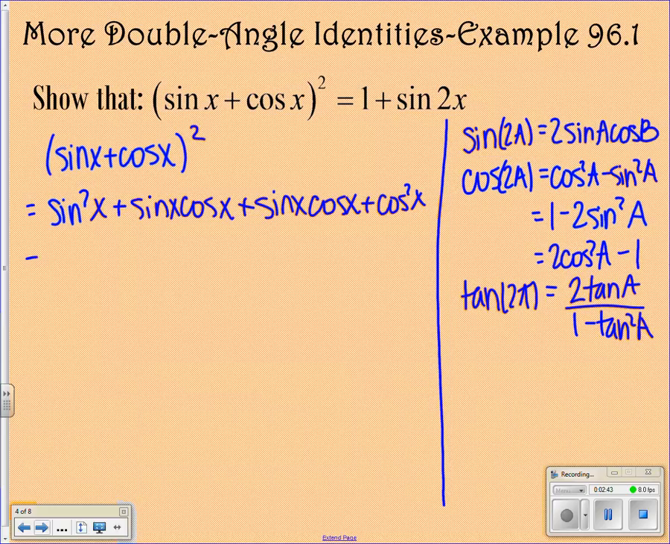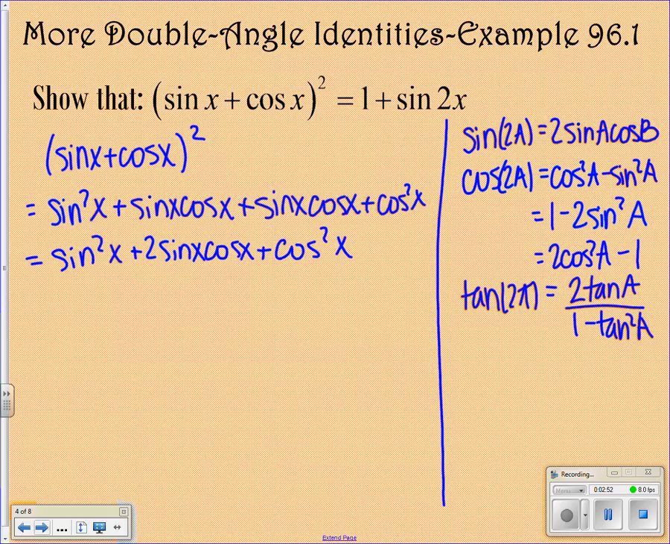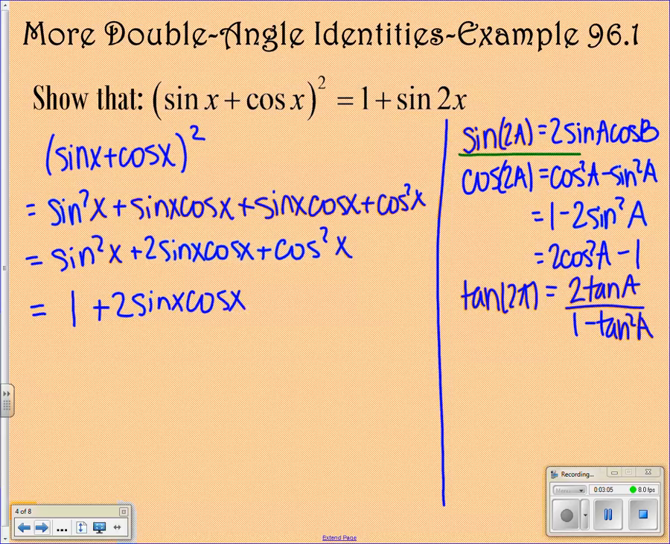Now we can combine those two middle terms to make it 2 sine x cosine x plus cosine squared x. We know that sine squared plus cosine squared is equal to 1. So we have 1 plus 2 sine of x cosine of x. Now if you look at this very first double angle identity here, 2 sine of a cosine of, that should be an a over here. I'm sorry. 2 sine of a cosine of a.